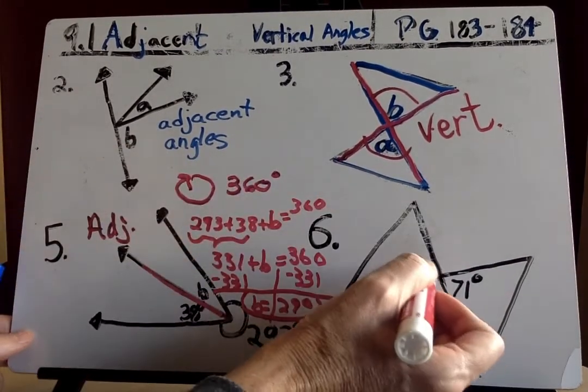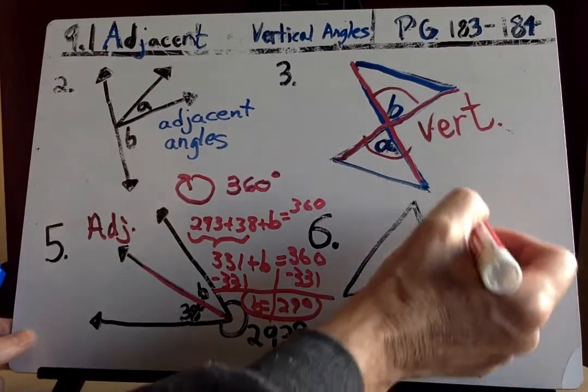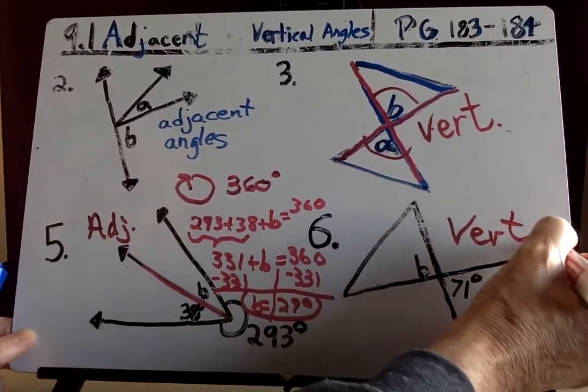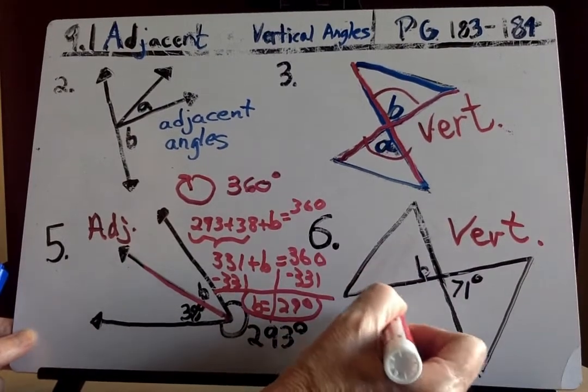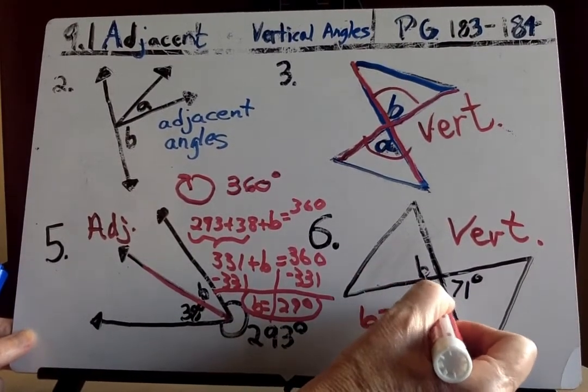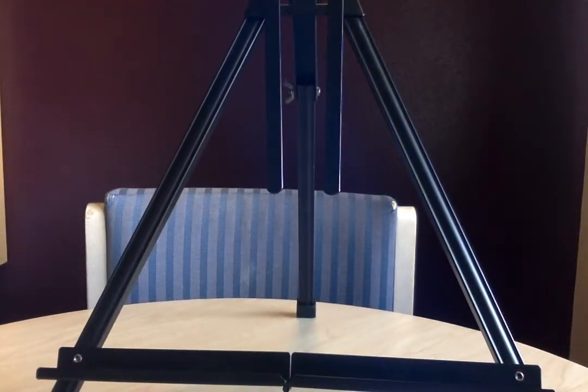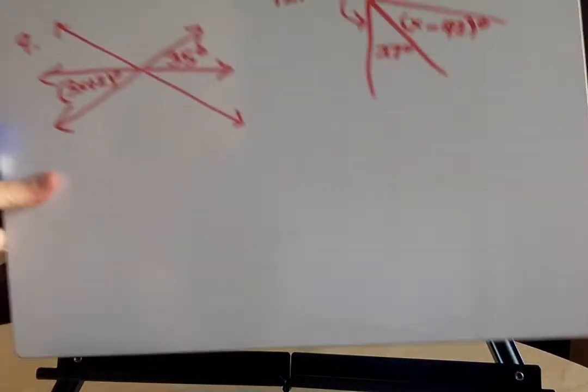Number 6, two intersecting lines again, so it's got to be vertical, and we know vertical angles are congruent, so B has to equal 71 degrees. Okay. All right, let's go on. We're going to move down to the bottom of page 183. Identify the relationship and solve for x here.